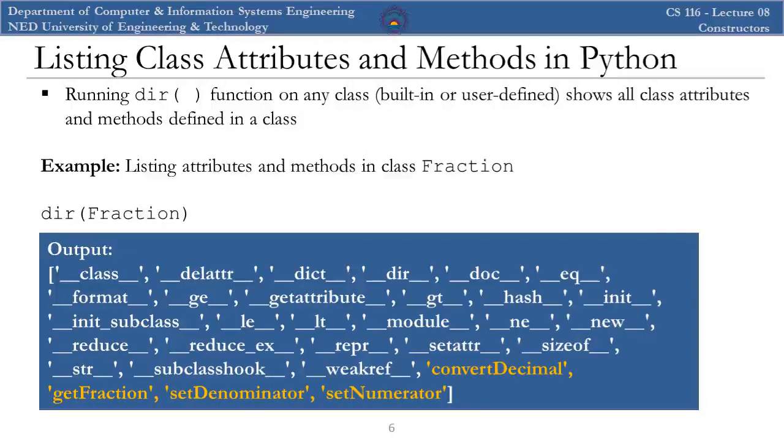Now, one thing that I want you to notice here is that only the methods are listed. If you see the yellow highlights, only the methods that we defined in the fraction class are listed. We did not define any class attributes. The 2 attributes that we defined were instance attributes. So those instance attributes are not listed here because I ran this dir function on the class, not on any object. Since our class did not have any class attributes, we cannot see any attributes in this list.